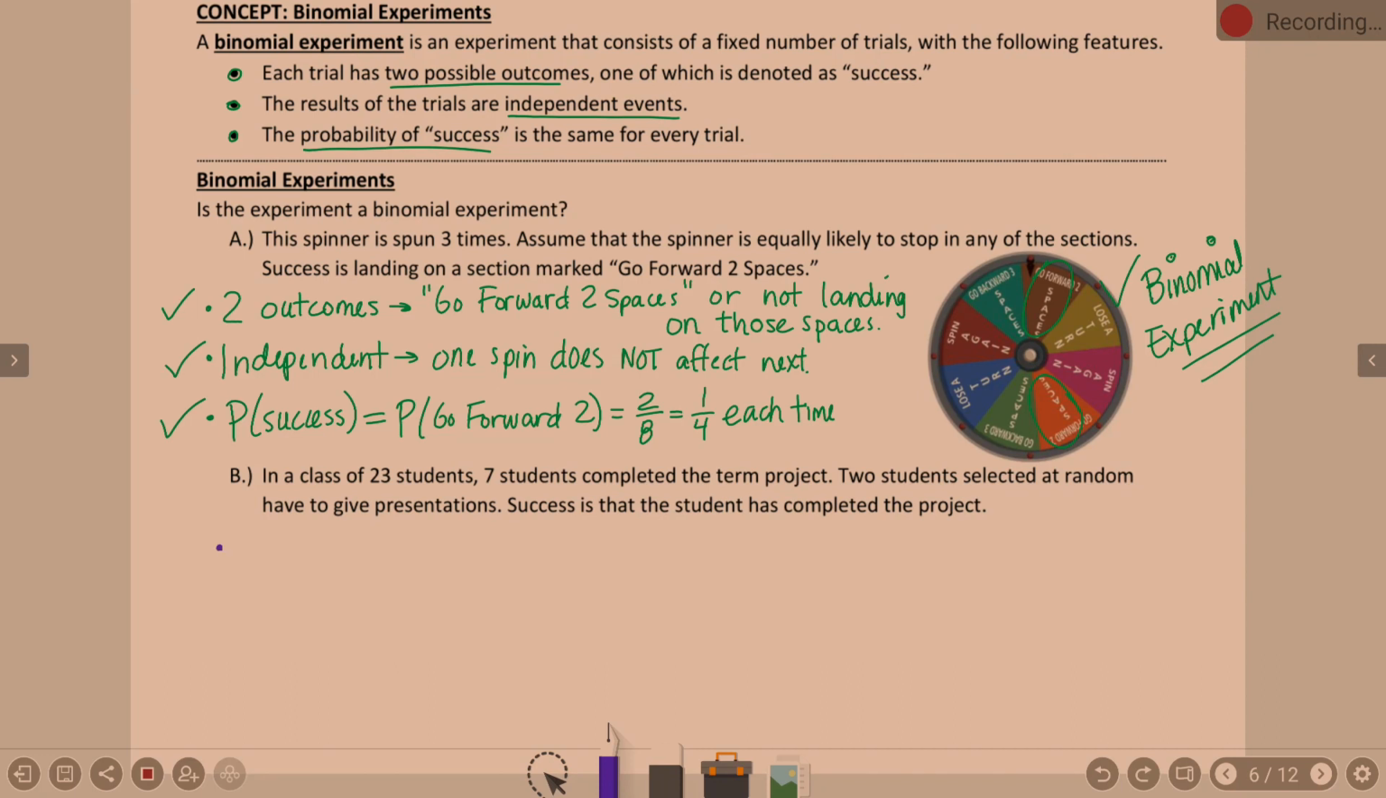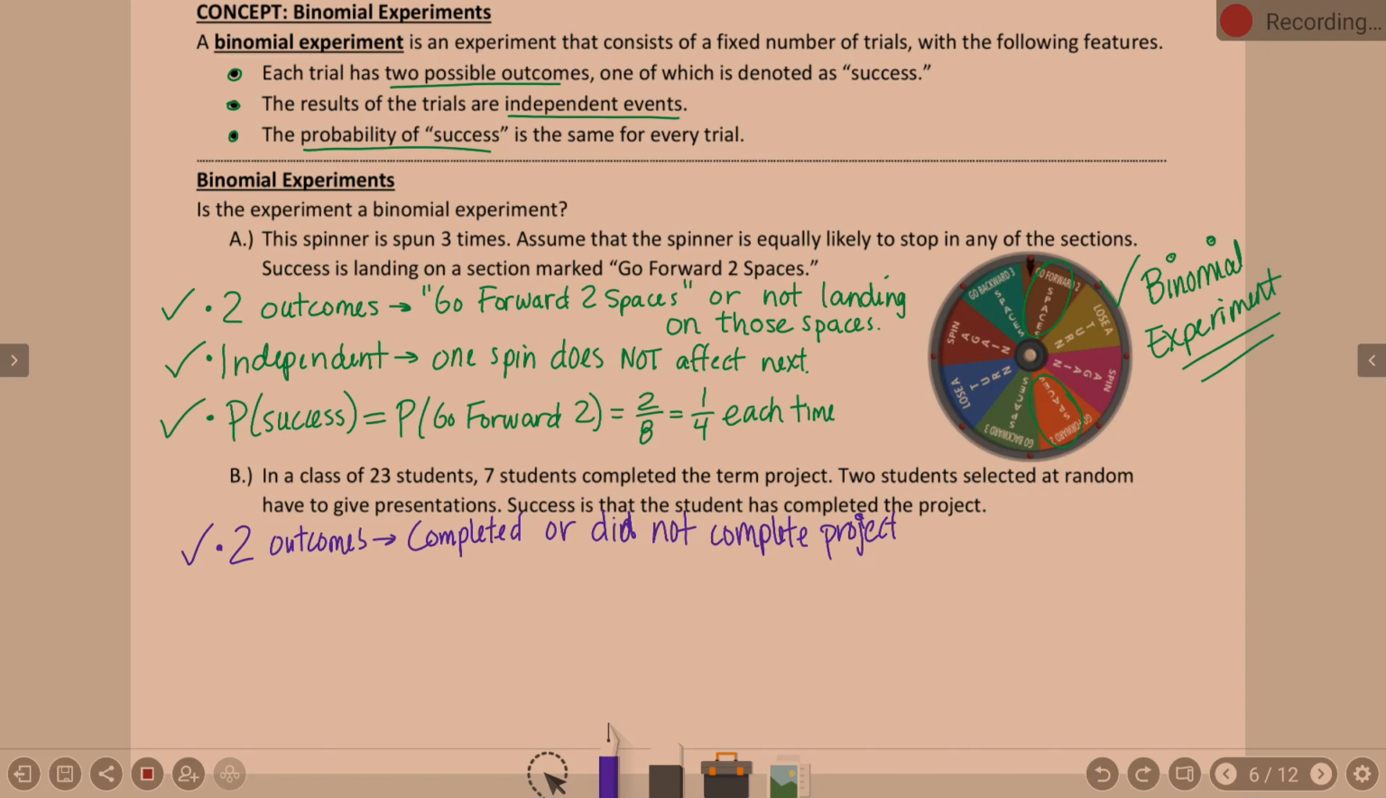Well, we're going to talk about 2 outcomes, first of all. In other words, I'm checking all my check boxes. Are there 2 outcomes? Yes. Success is a student has completed the project, so the opposite of success in this case is not completed the project. So are there 2 outcomes? Yes. They either completed or did not complete the project. Okay, so we can check the first checkbox. There are 2 outcomes.